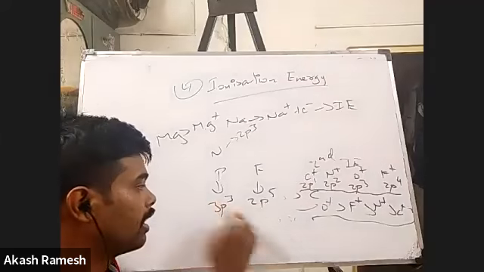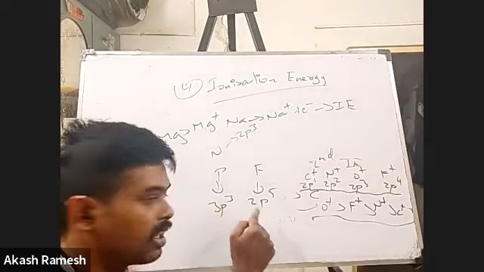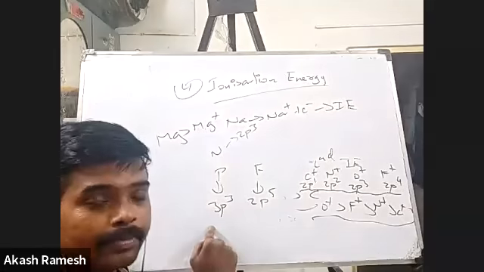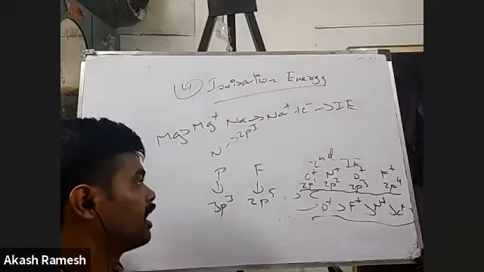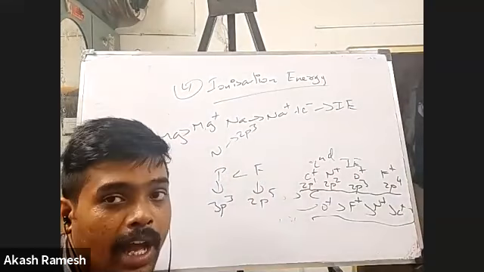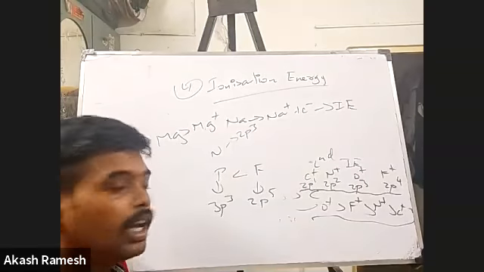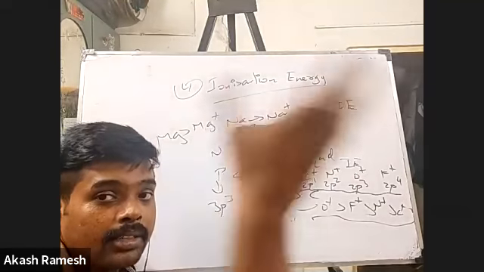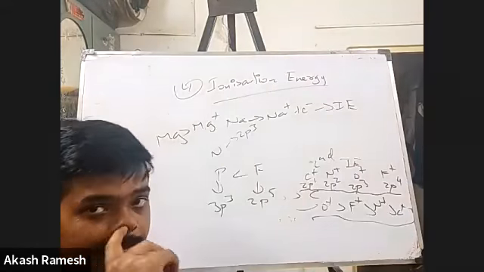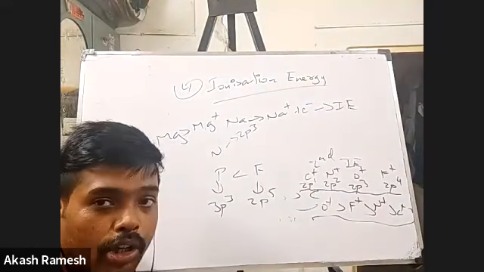But here we are not talking about the same shells. It is 2p here, and 3p there. So we cannot compare the half-filled stability here. You can blindly say fluorine is the one which will have higher ionization energy because it has a very small size when compared to 3p. 3p is in one more shell higher. So please take a note of this.